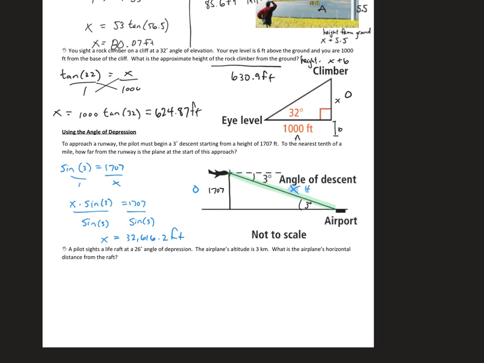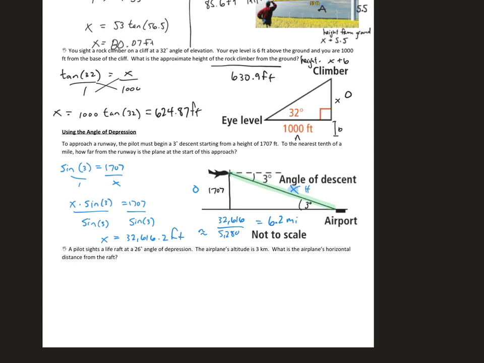But there are 5,280 feet for every mile. So I need to take this 32,000 and divide that by 5,280. We get about 6.2 miles. So it's about 6.2 miles.